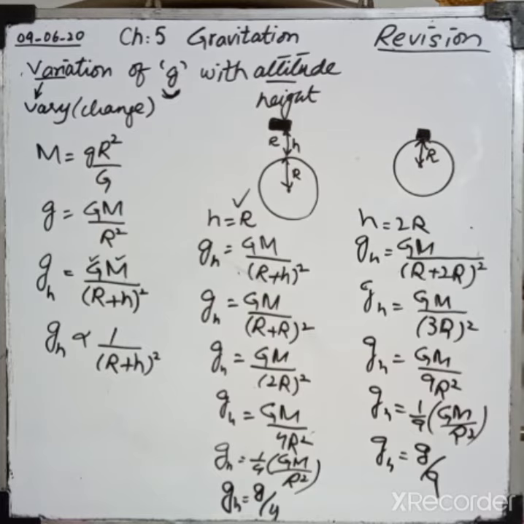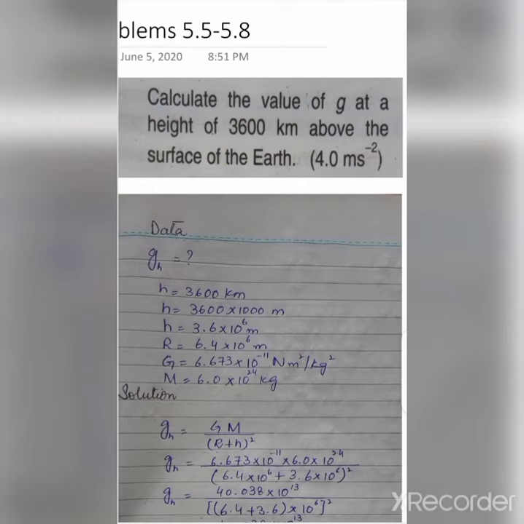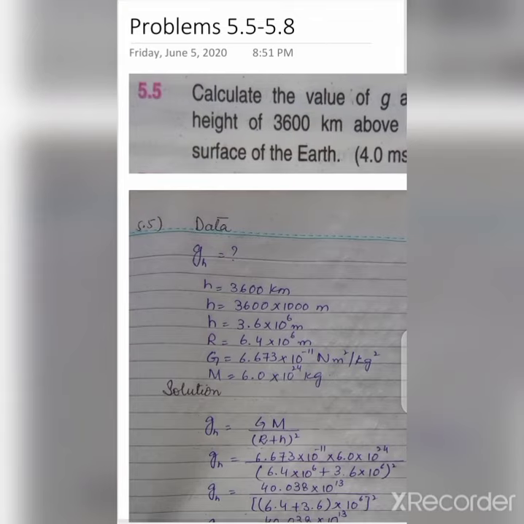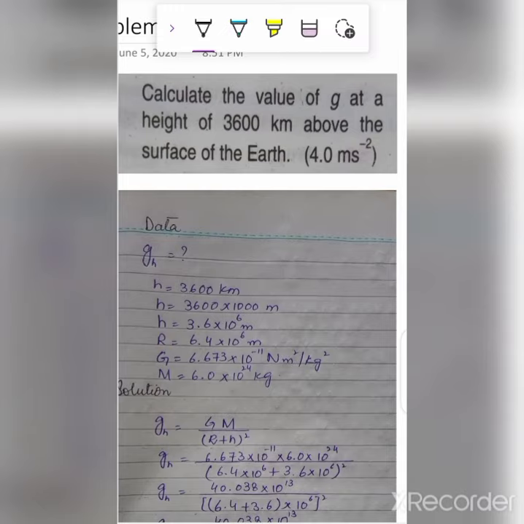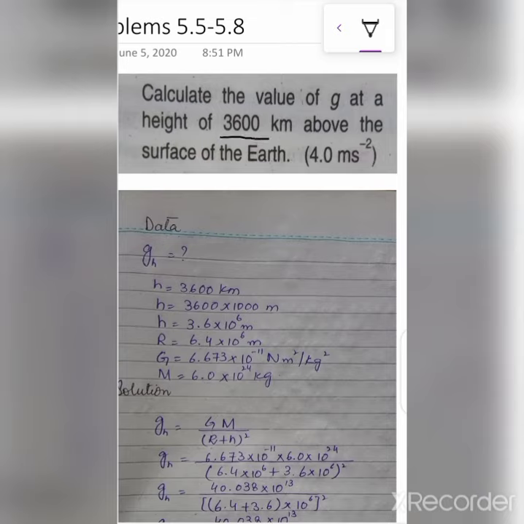So that was the variation of g with altitude. Now we will solve the numericals related with this topic. Girls, these are the problems related with our topic today. The statement of problem 5.5 is: calculate the value of g at the height of 3600 kilometers above the surface of Earth. It means a height above the surface of Earth is given.